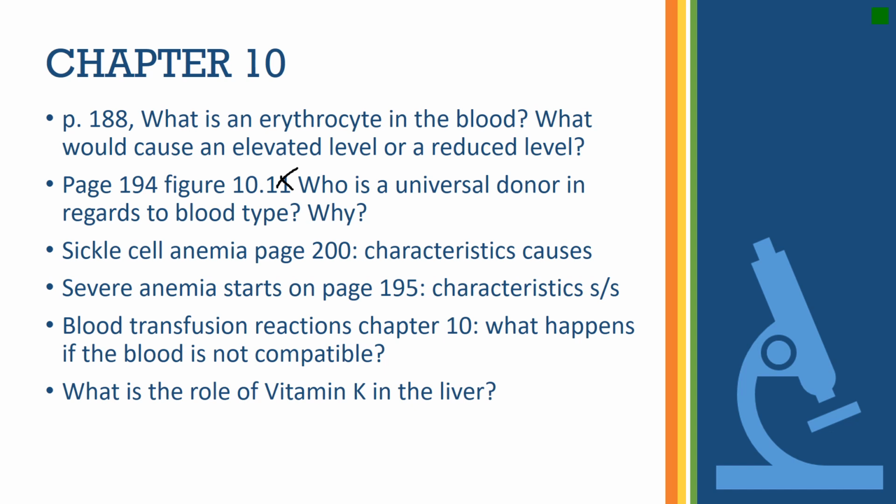On page 200, look at sickle cell anemia, the characteristics, the causes. Severe anemia, blood transfusion reactions. What are you going to see if someone's having that, and why would they have that? And then what's the role of vitamin K in the liver? Again, sometimes you can find some of this stuff in that summary, and also answer those discussion questions in the back of the book as well.